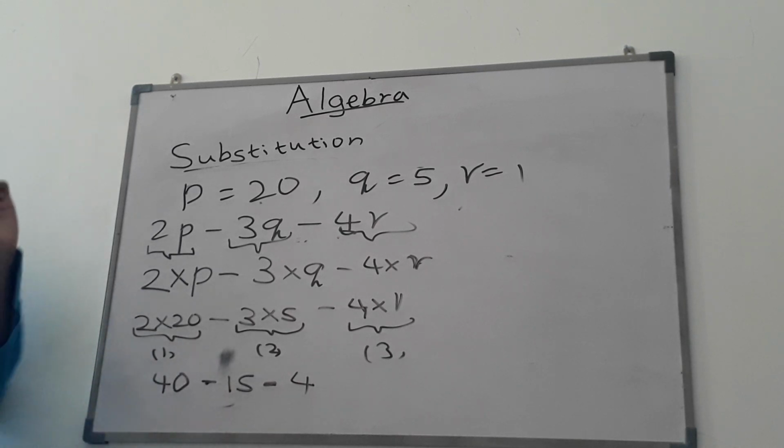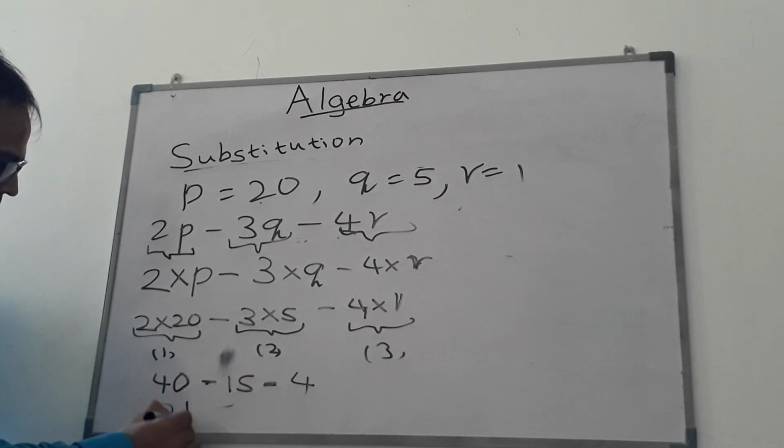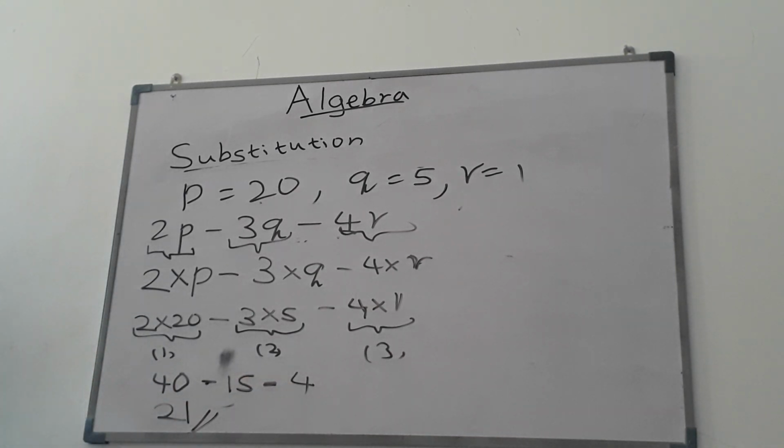40 minus 15 means how much? 25. 25 minus 4 means 21. Check your subtraction. Okay, that's it for today.